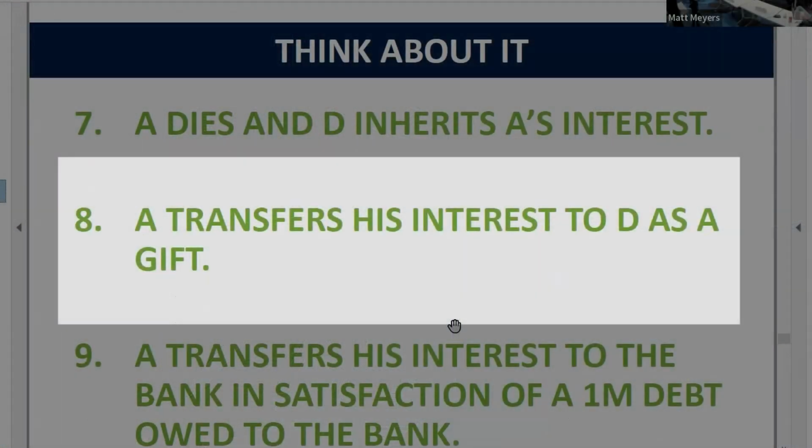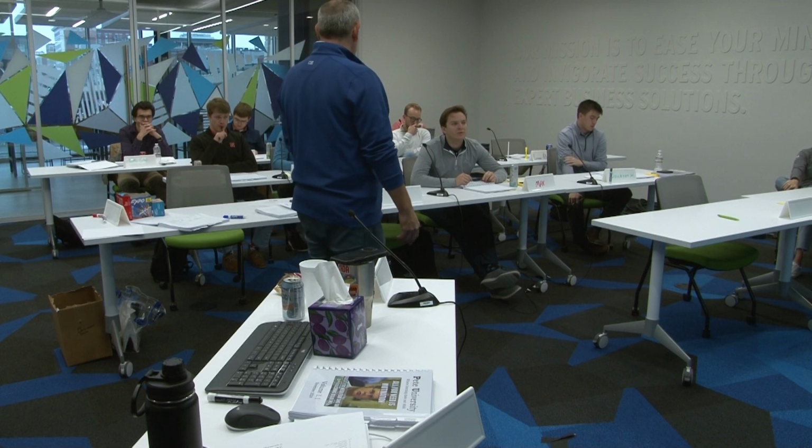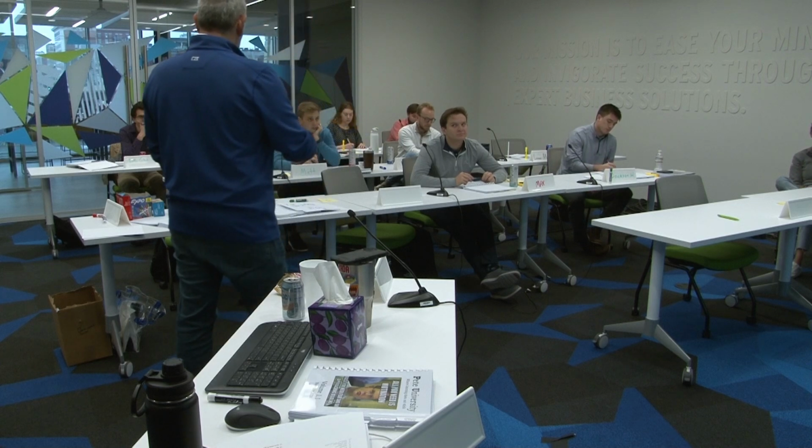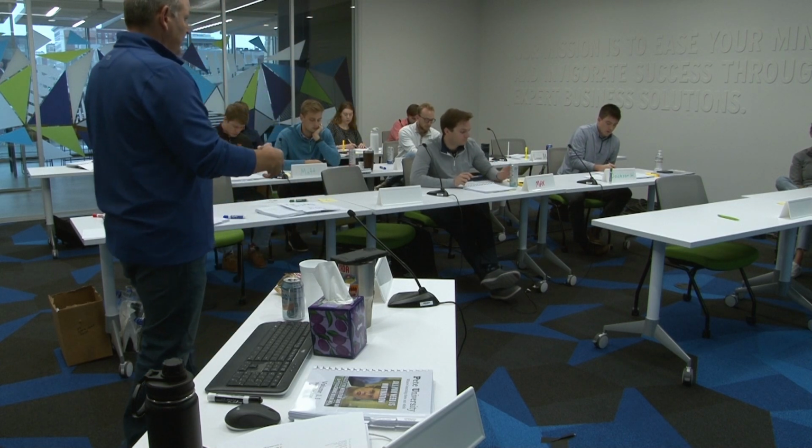Okay, so A transfers his interest as a gift. Going back to what we learned the other day, does a gift have carryover basis or a stepped up basis? Carryover. It has a carryover basis. So that would be a tax deferred event on the transfer of that interest. Therefore, no 754 would apply.